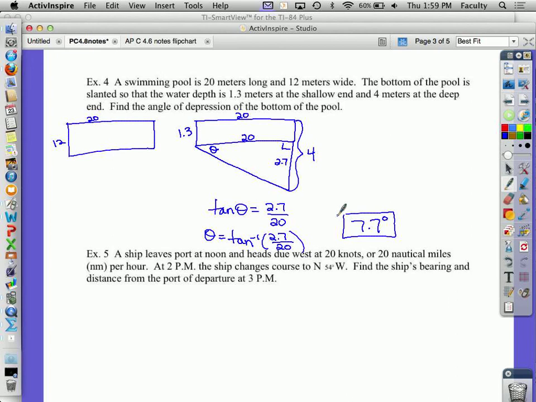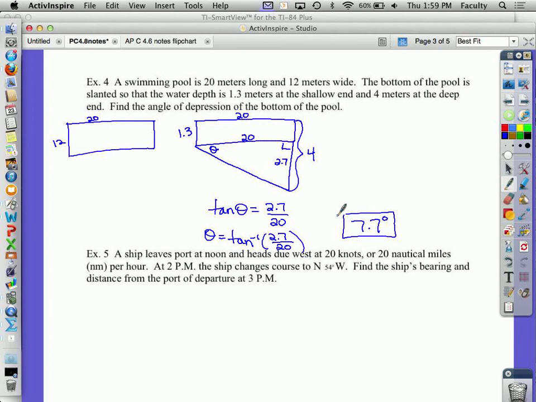Alright, now I want you to look at the handout that I gave you. We are going to be talking about bearings, and for some reason students struggle with this, so I myself struggled with it second period. So let's go over this again. I think we had done this last year. Students just do not like bearings.